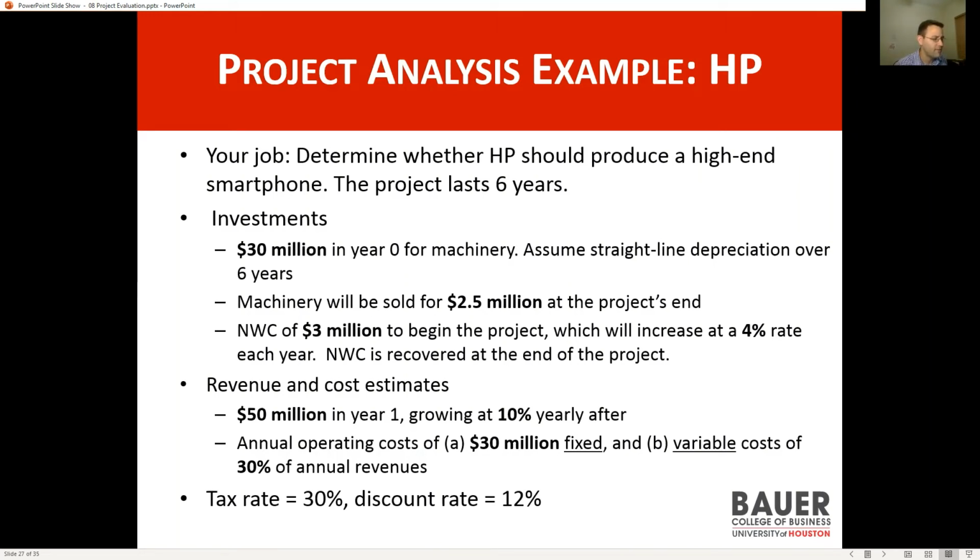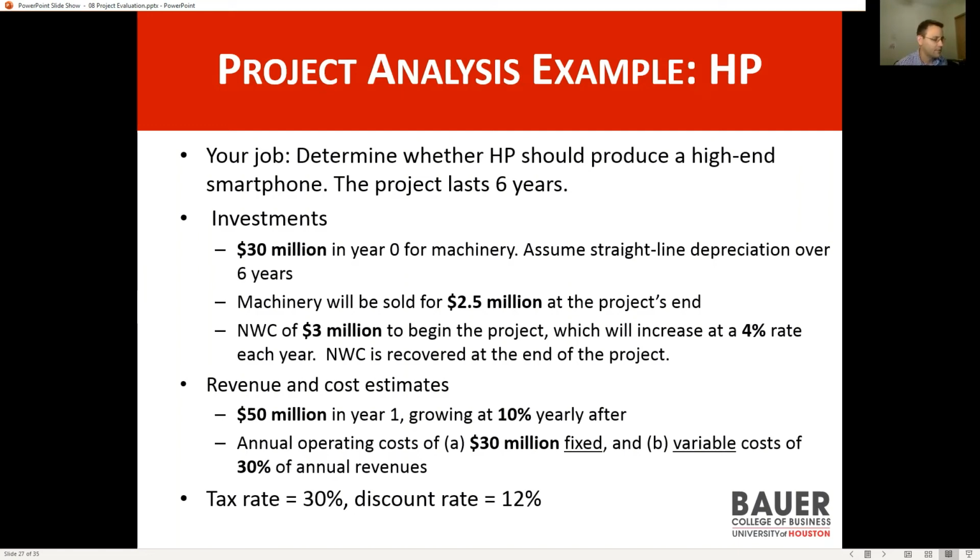We also have variable costs of 30% of annual revenues. Okay, so as the revenues grow here, your variable costs are going to grow. The idea is that it costs more to make more stuff. If you're selling more product, your costs are going to go up with that.